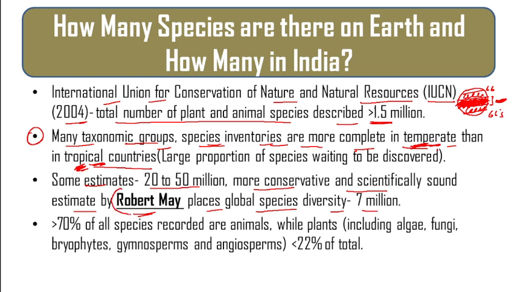Very important. According to some of the estimates, there are around 20 to 50 million species. But according to the estimate by Robert May, the total global species diversity is 7 million. More than 70% of all species recorded are animals, while the plants, including fungi, algae, bryophytes, gymnosperms and angiosperms, are less than 22% of the total. Okay, 70% are animals and 22% are algae, fungi, bryophytes, gymnosperms and angiosperms. They are plants.